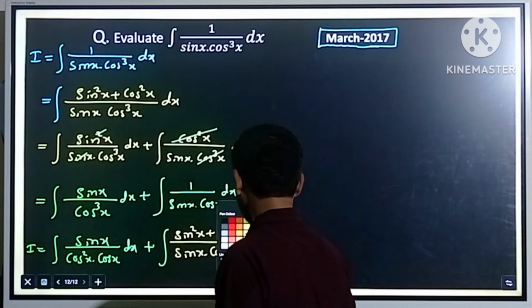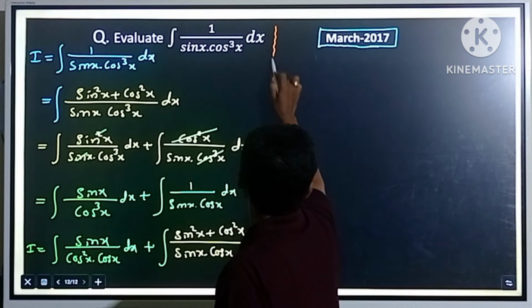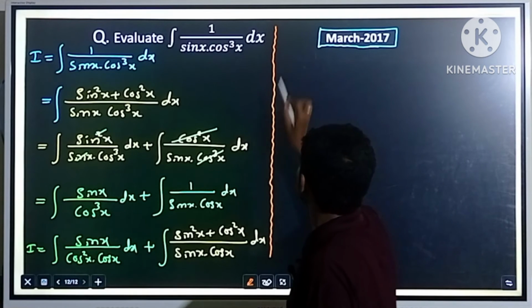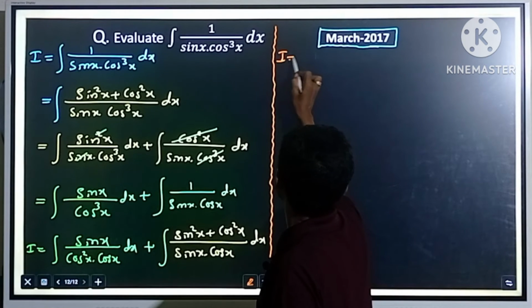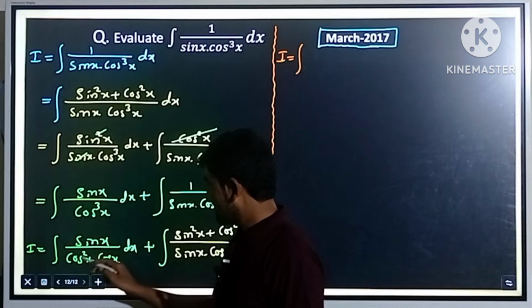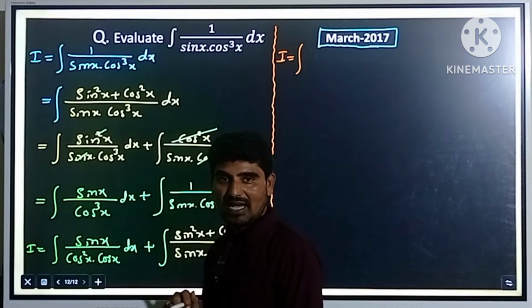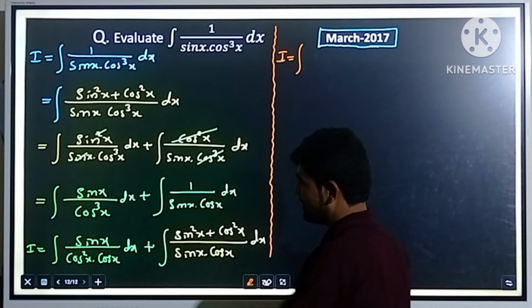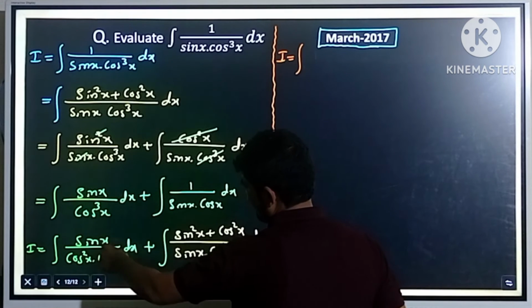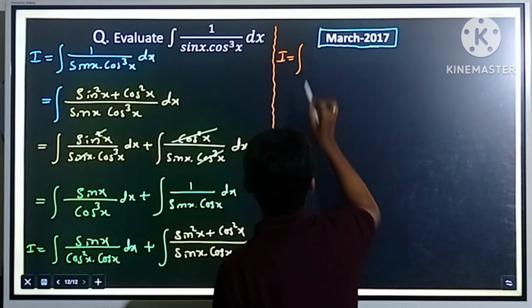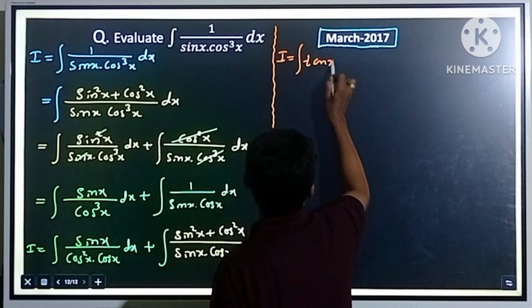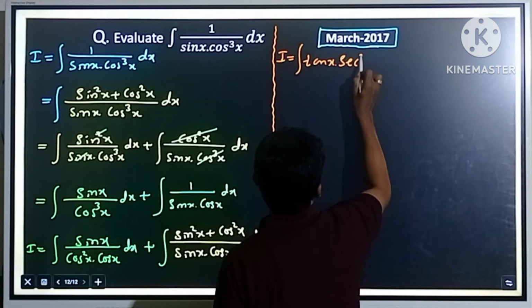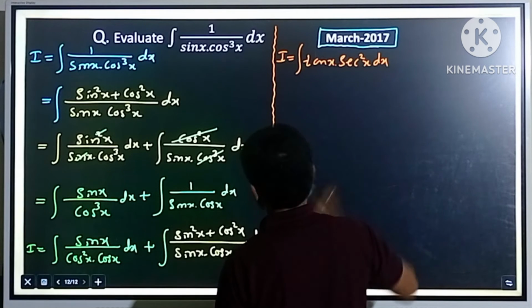Now see here, in the next step, I can be expressed as I is equals to integration of sin x by cos x is tan x and 1 by cos square x is secant square x. How do we integrate this? First thing, sin x by cos x is tan x into 1 by cos square x is secant square x with respect to x.